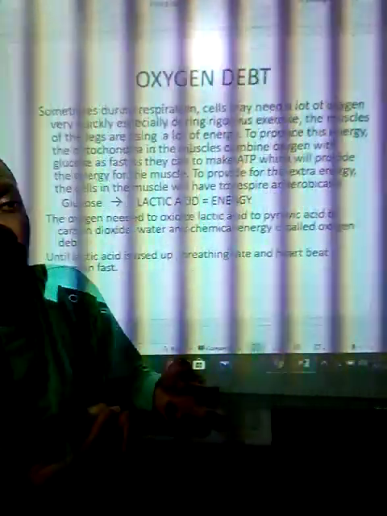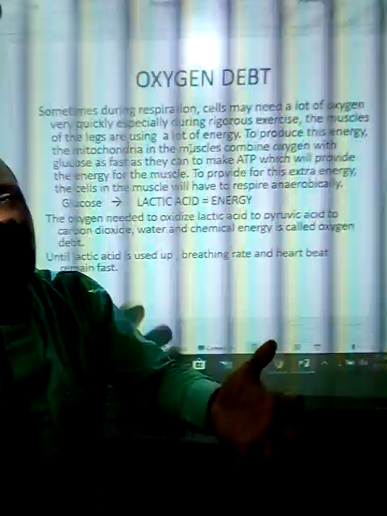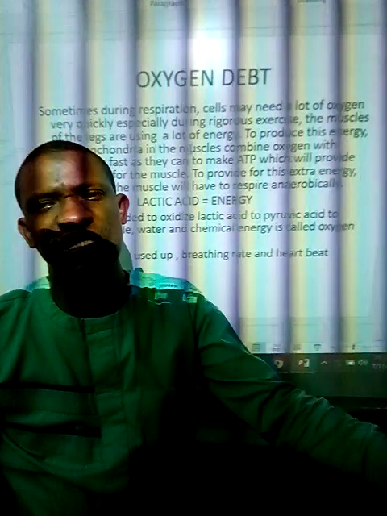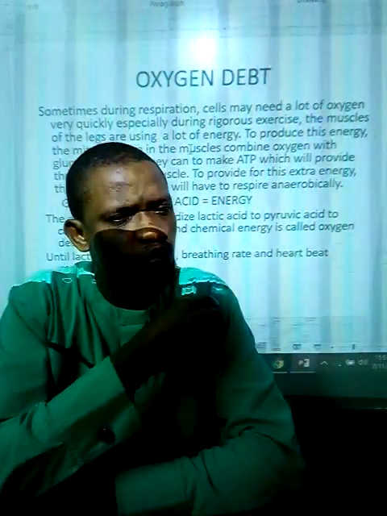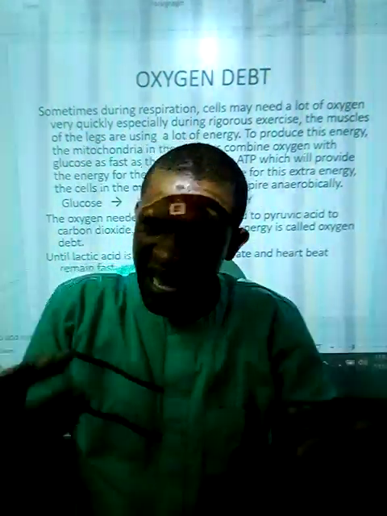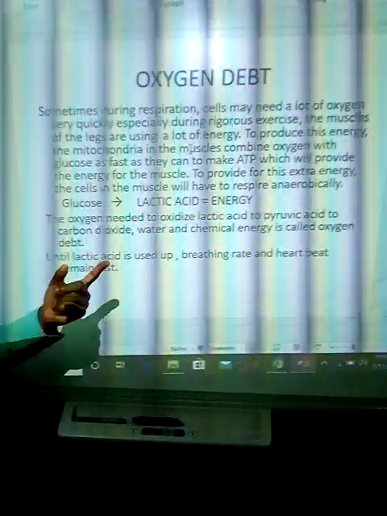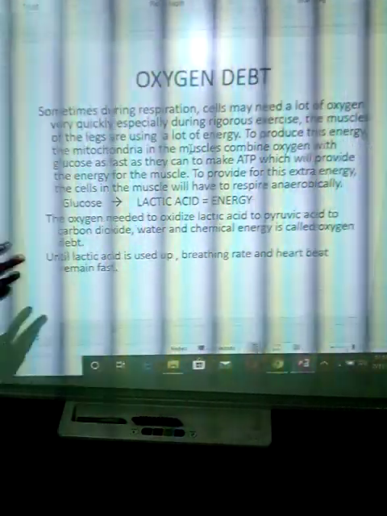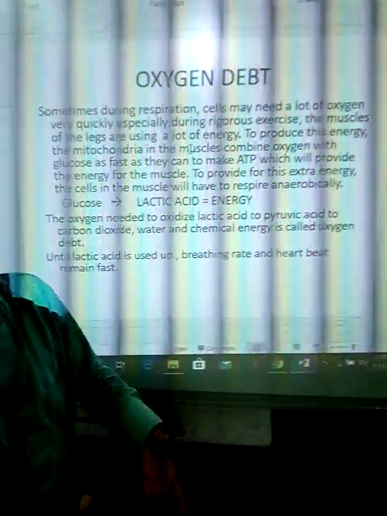Glucose D, not food, not rice. That's why you don't give an endurance athlete rice, or any food, because it will go through a whole lot of process before it is digested. But when you give glucose D or glucose solution, there is no digestion. It will just be absorbed, and what? Oxidation will begin. Then energy will be generated. So until lactic acid is used up, breathing rate and heartbeat remain very fast, and that's why at that point they begin to do what? Pant.